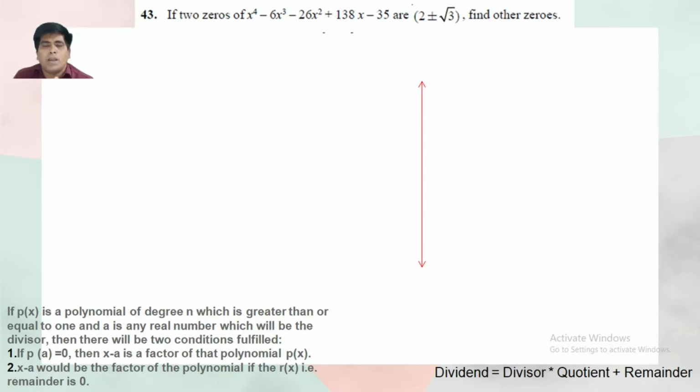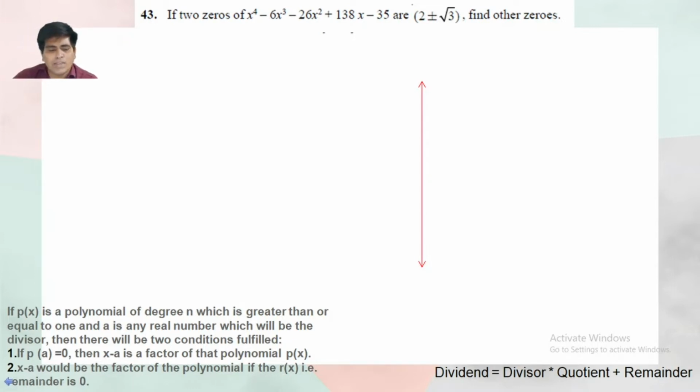So what is a biquadratic polynomial? What he has given is x power 4 minus 6x cube minus 26x square plus 138x minus 35. For this biquadratic polynomial, we have 4 zeros. Out of 4 zeros, he has already given 2 zeros. One is 2 plus root 3, the other one is 2 minus root 3. Plus or minus means we have to take one term plus and one term minus.